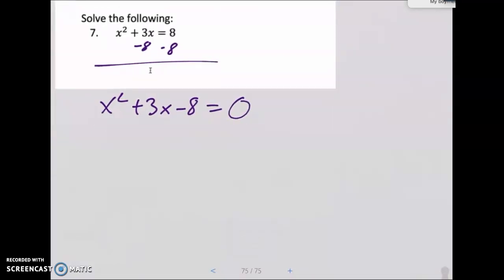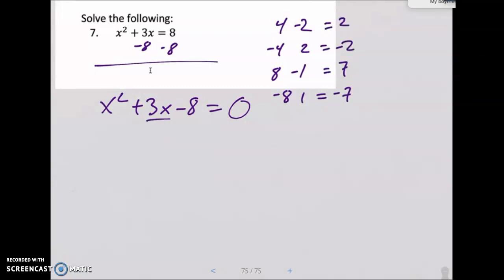But I can't think of any, so let's see here. 4 times 2, negative 4 times positive 2, 8 and 1, negative 8 and 1. This will be negative 7. The sum will be positive 7. The sum will be negative 2. The sum will be positive 2. None of these are 3. So this thing doesn't factor.